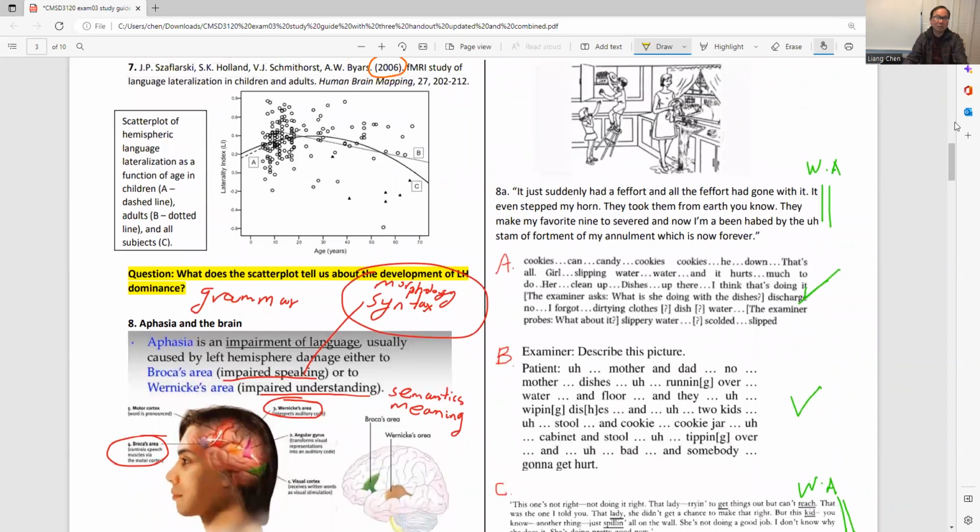which suggests that the left hemisphere is dominant for language. This one I will just skip, because I think you know what it's about.